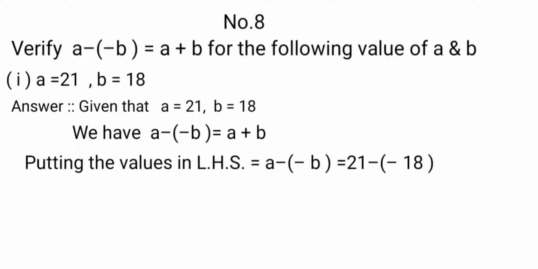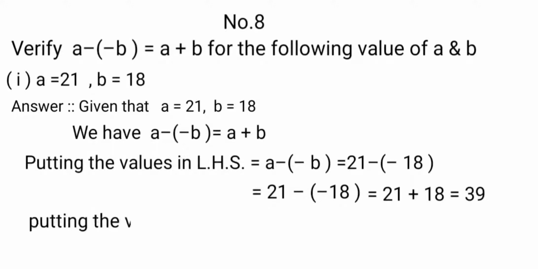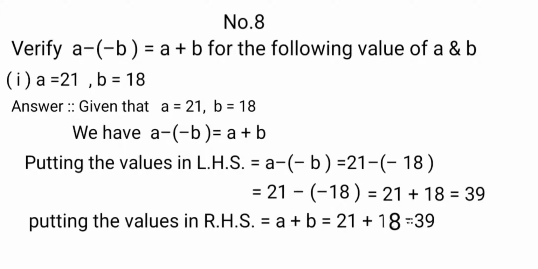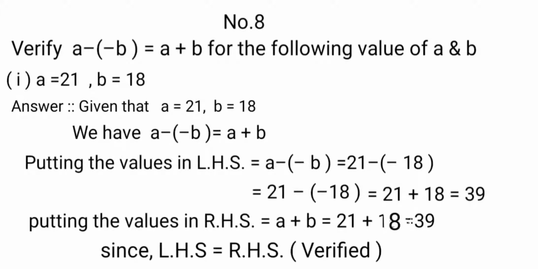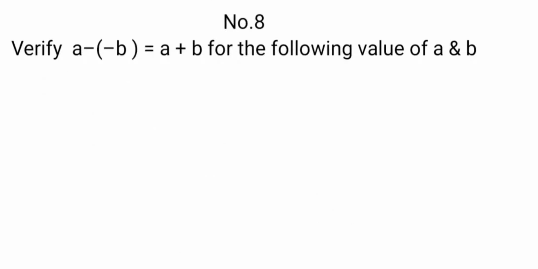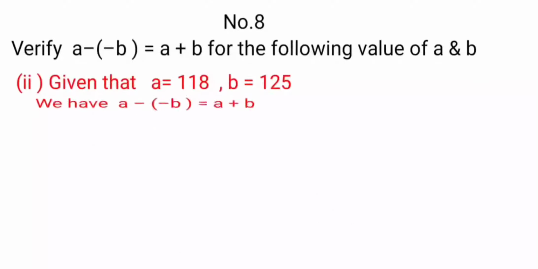Left hand side expression is a minus of minus b. Put the respective values of a and b, that is 21 minus of minus 18, that is 21 plus 18. Why is it plus? Because minus of minus becomes plus. So 21 plus 18 equals 39, and in the right hand side, a plus b, 21 plus 18 equals 39. Both the values are the same, hence it is proved.